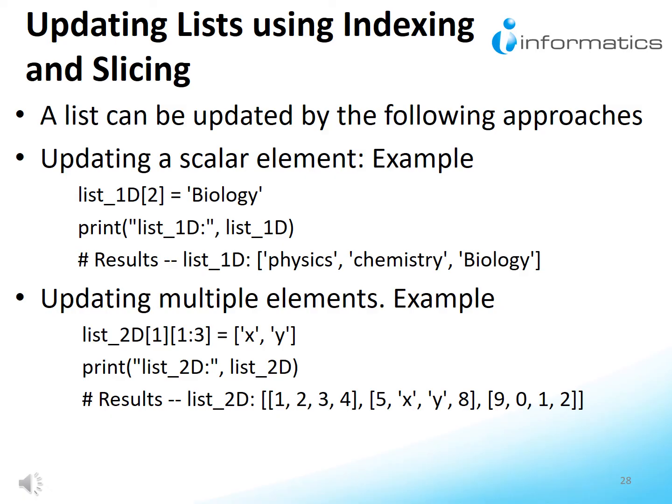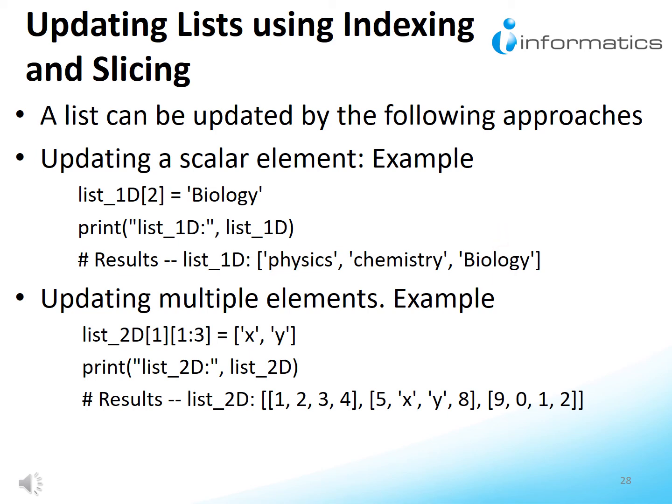Lists can be manipulated using indexing and slicing, instead of the list modification methods. Updating a scalar element: for example, list1d[2] equals biology. The statement changes the element of list1d at index 2 to biology. Result: list1d becomes physics, chemistry, biology.